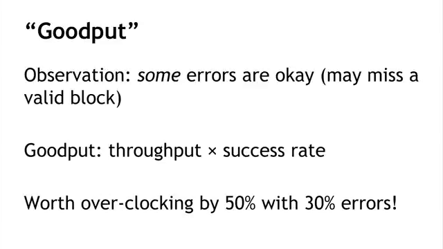So if you can tweak one knob and run your graphics card 50% faster, even if you have an error in the SHA-256 computation 30% of the time, you just multiply 1.5 times 0.7, and you're still finding blocks faster than running the chip at normal speed with no error. So this is something that people spent a long time optimizing, exactly how much should they overclock the chip and what errors it would introduce.